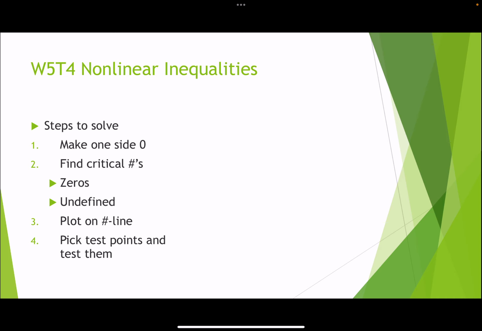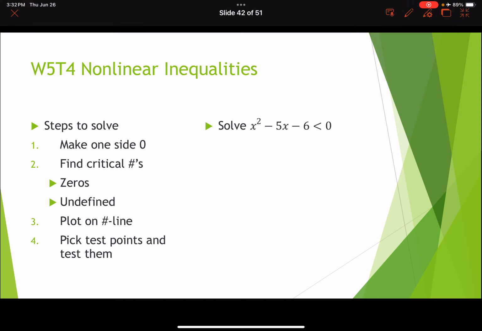It's easy to do this if we just do a problem. Let's say we want to solve one that looks like this: x squared minus 5x minus 6 is less than 0. We can't just move the 6 and divide by it, because it's a quadratic. So what we're going to do is factor the quadratic. It factors into x minus 6 times x plus 1 is less than 0. So that means the zeros are at x equals 6 and -1.